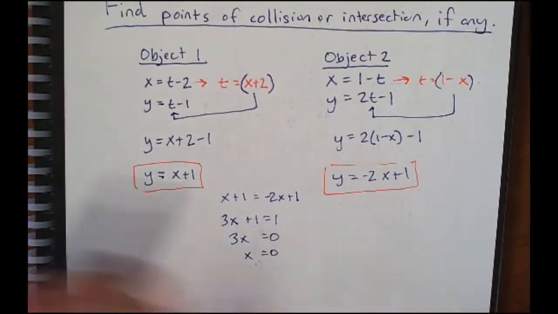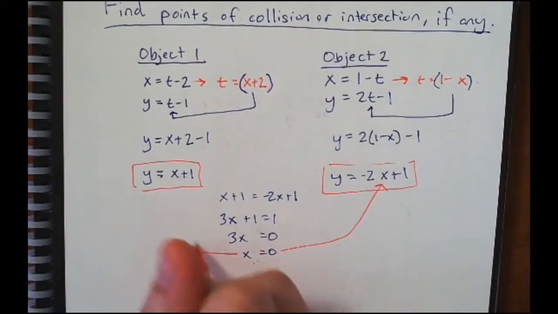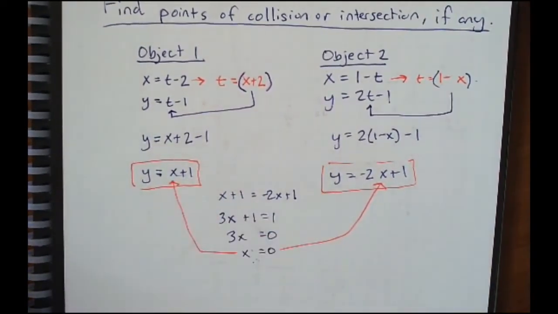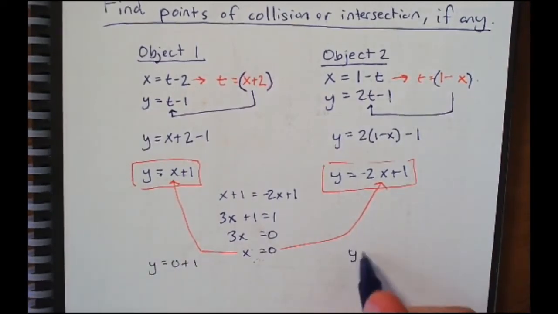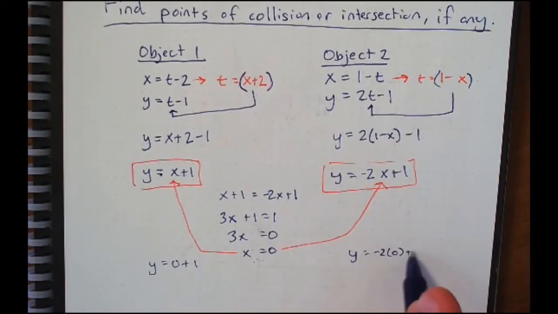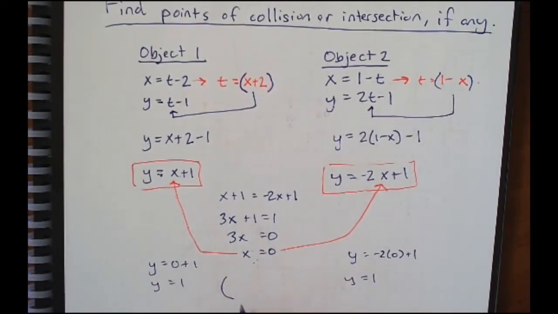Now, if we did this correctly, then it shouldn't matter whether we plug this x in here or here. We should get the same thing. And just at least for this one example, let's test that out. y equals 0 plus 1. y equals negative 2 times 0 plus 1. So yeah, in both cases, we do get y equals 1. So we know there's a point of intersection.